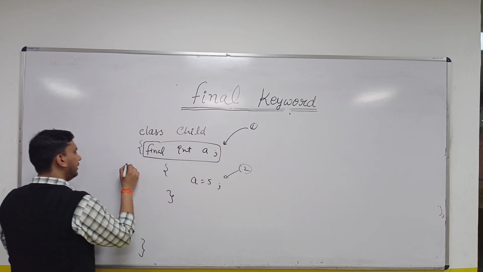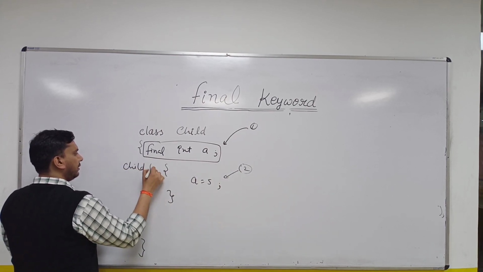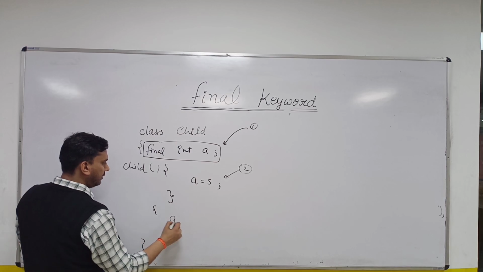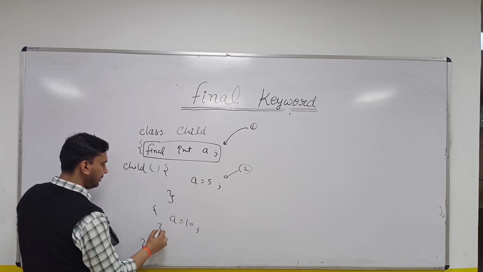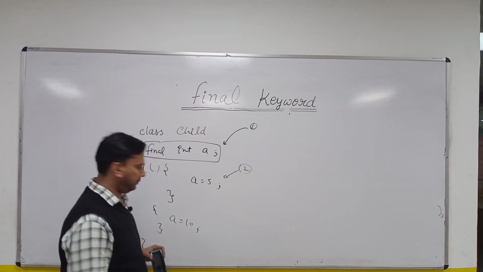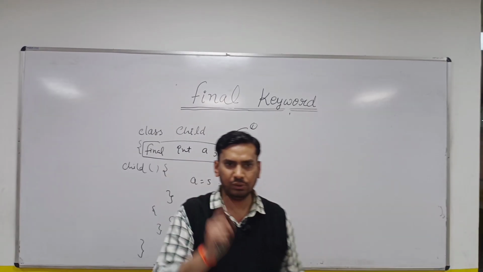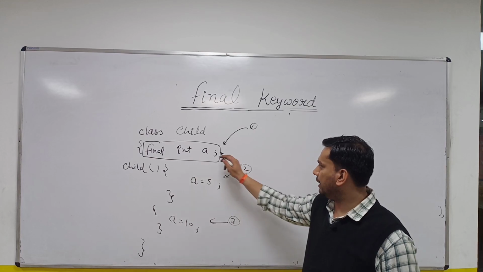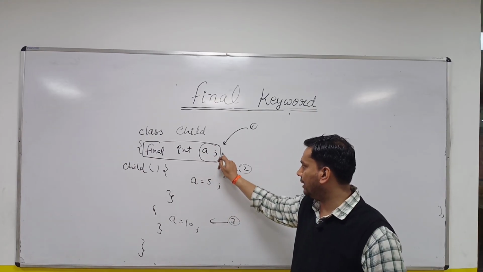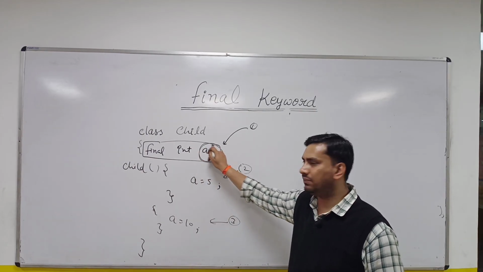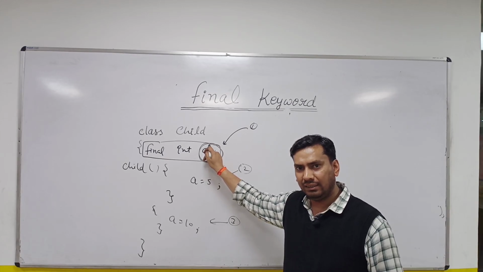This is your constructor and this is your anonymous block. So what is the flow? You can be asked, what is the flow? First of all, it will be considered here. If you are initializing here, this is the first thing that is checked, right?